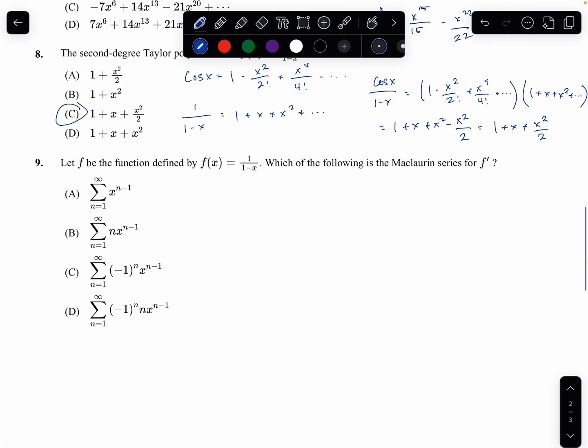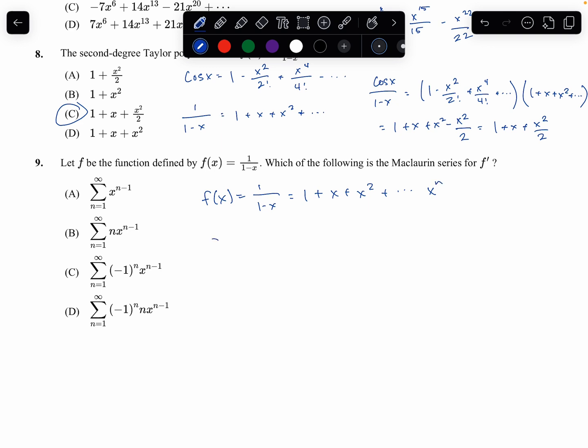And finally, for 9, let f be the function defined here. Which of the following is the Maclaurin series for f prime? So f of x, which is equal to 1 over 1 minus x, is equal to 1 plus x plus x squared plus, all the way to x to the n.